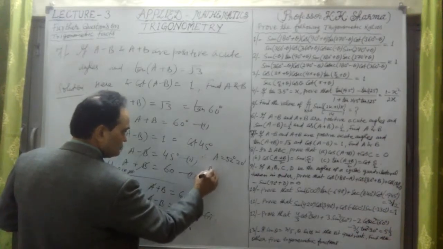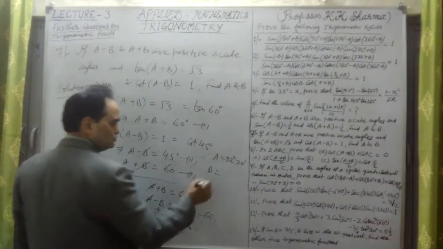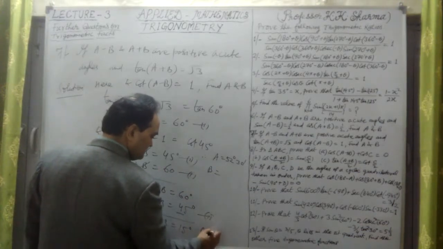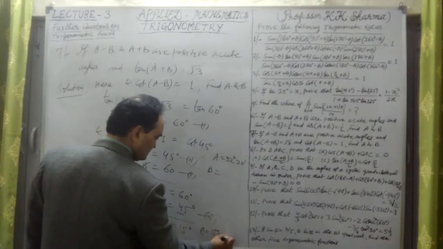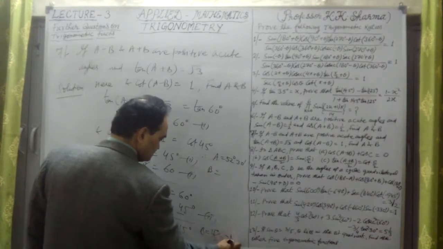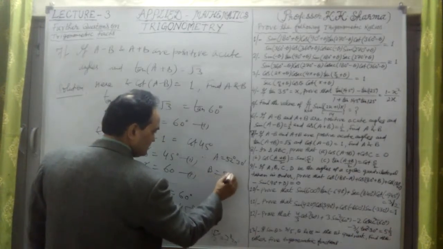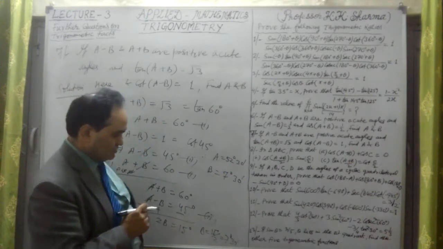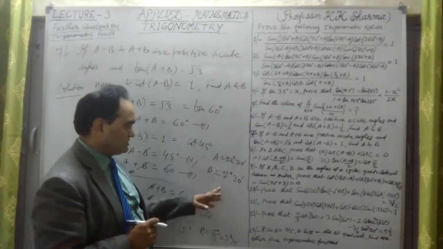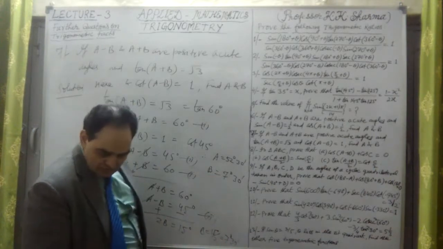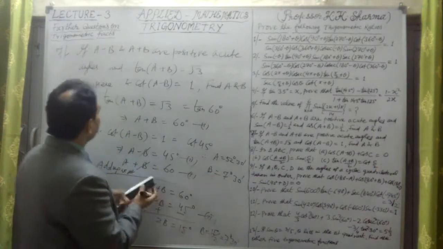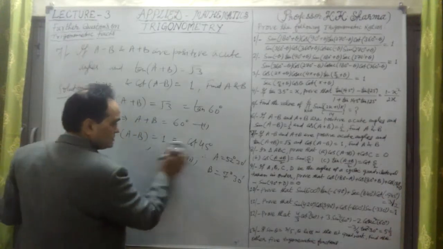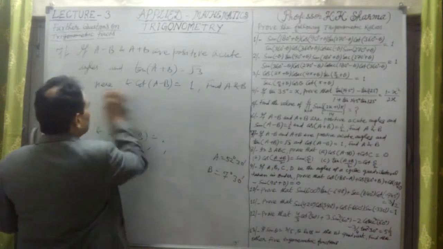Therefore, B is equal to 15 upon 2. B is 15 degrees upon 2, that is 7 and a half degrees, or 7 degrees 30 minutes. These are the values of angles A and B. This is the answer of question number 7.